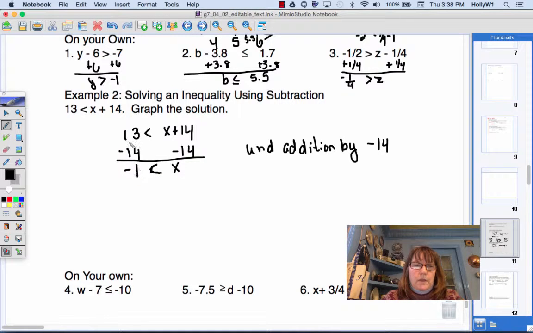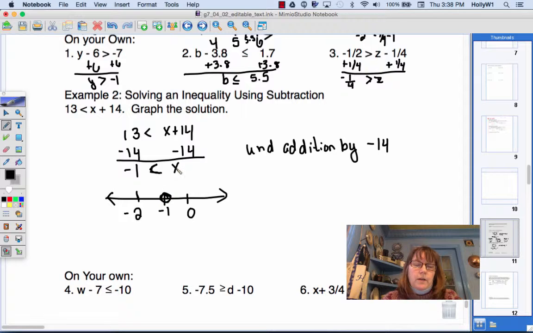We end up with negative 1, because 13 plus negative 14 is negative 1. Negative 1 is less than x. Well, when we graph this, really the easiest way to think about it is to put negative 1 there, 0 here, 2 here, or negative 2. This is an open circle because it can't be equal to negative 1.